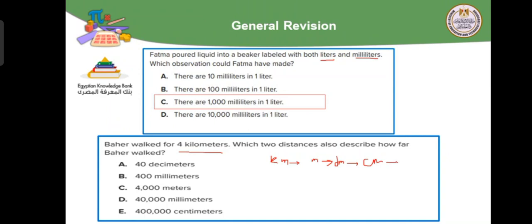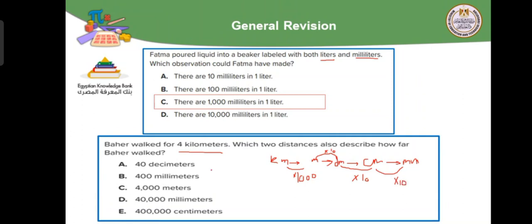When we convert from kilometer to meter, multiply by 1,000. From kilometer to decimeter, multiply by what? Here 1,000, then from meter to decimeter by 10. So from kilometer to decimeter, 10,000. Don't forget, from decimeter to centimeter, by 10. From centimeter to millimeter, by 10.